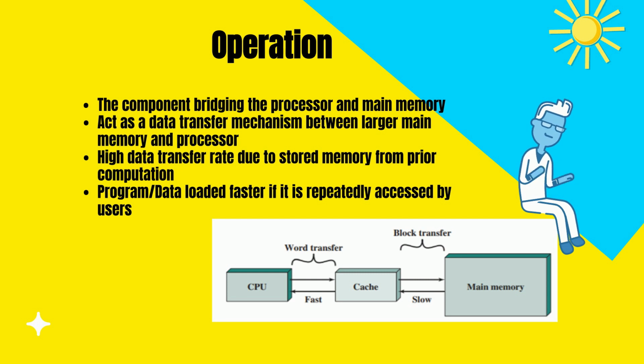The reason cache memory can support such high data transfer rates is due to the data being stored in the cache memory itself. When data is stored in the cache memory, the data is readily available for use by both the CPU and even the main memory. Due to this, data transfers may feel somewhat faster if the data is frequently accessed by the user.